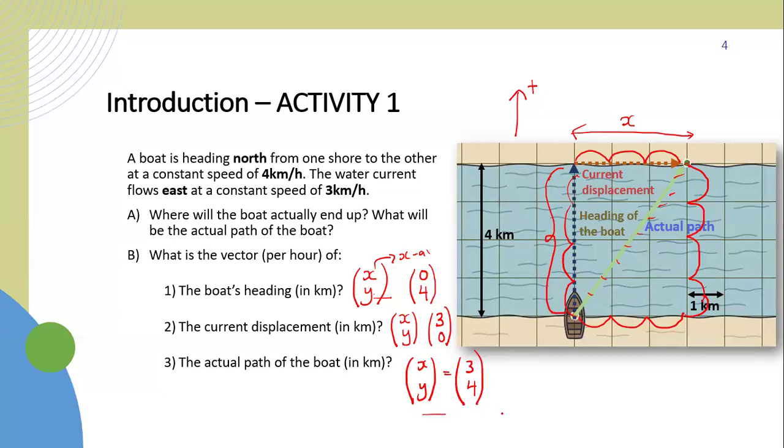So now this is how you represent your vectors in a column format. To obtain the actual path, what we are looking for is what we call the addition of vectors, meaning that the actual path of the boat could as well be obtained by adding the boat's heading and the current displacement. When you add these two, you can obtain the actual path. Kindly let me know whether we're on the same page in the chat.